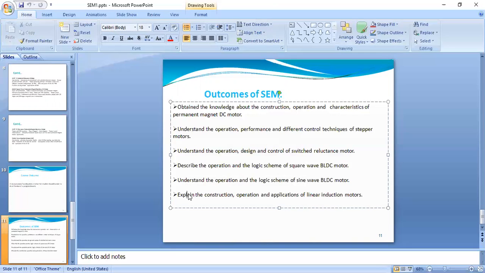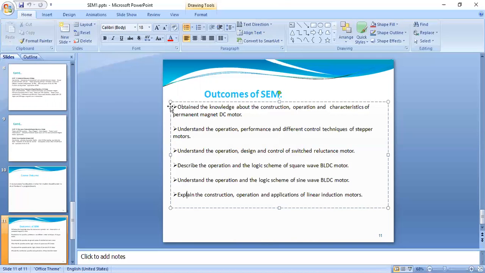The next one is course outcome 6. You should be able to explain the construction of the linear induction motor, explain the operation of the linear induction motor, and you should also know the different applications of linear induction motors. So these are the course outcomes of the special electrical machines subject. There are 6 course outcomes that we have defined for the special electrical machines subject.